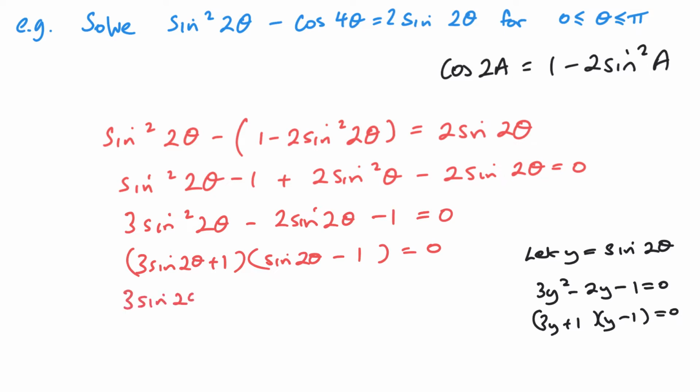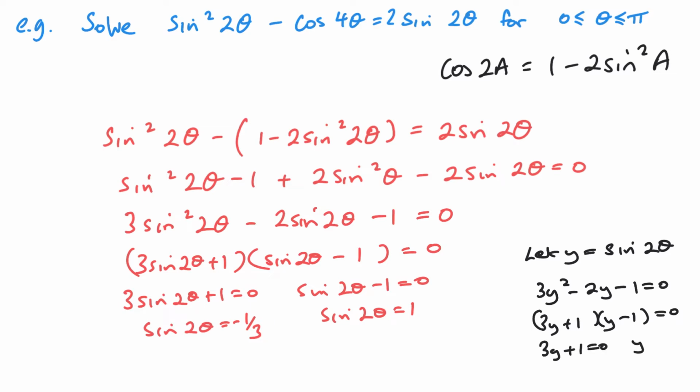So we've got 3 sine 2 theta plus 1 equals 0, or sine 2 theta minus 1 equals 0. So sine 2 theta equals minus 1/3, or sine 2 theta equals 1. And then I need to solve for both of these. And you can see if I carried on with the way I did it in black, we get 3y plus 1 equals 0, y minus 1 equals 0, y equals minus 1/3, y equals 1. And then since we know that y is sine 2 theta, you just substitute that in.